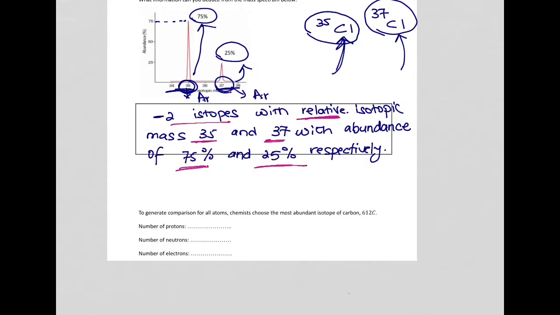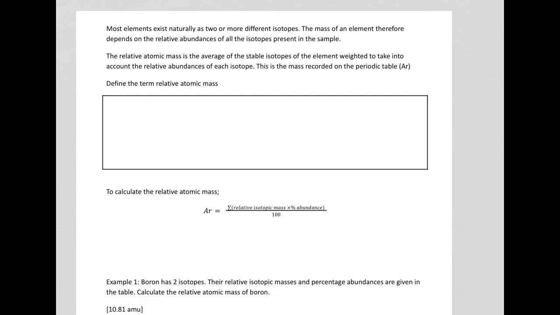Now, to generate comparison for all atoms, chemists use the most abundant isotope of carbon, which is carbon-12. Carbon-12 has 6 protons, 6 neutrons, and 6 electrons. You've come across the definition of relative atomic mass in IGCSE. If you still remember, relative atomic mass is the mass of an atom of an element compared to 1/12 the mass of a carbon-12 atom. So carbon-12 is taken as the anchor or reference element to be able to attribute a relative mass to all other elements. We're not working with actual masses, we're working with relative masses.